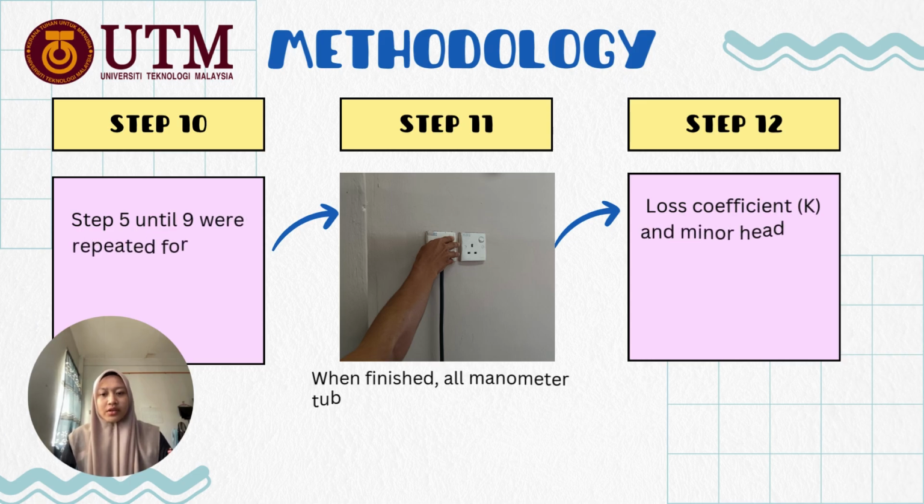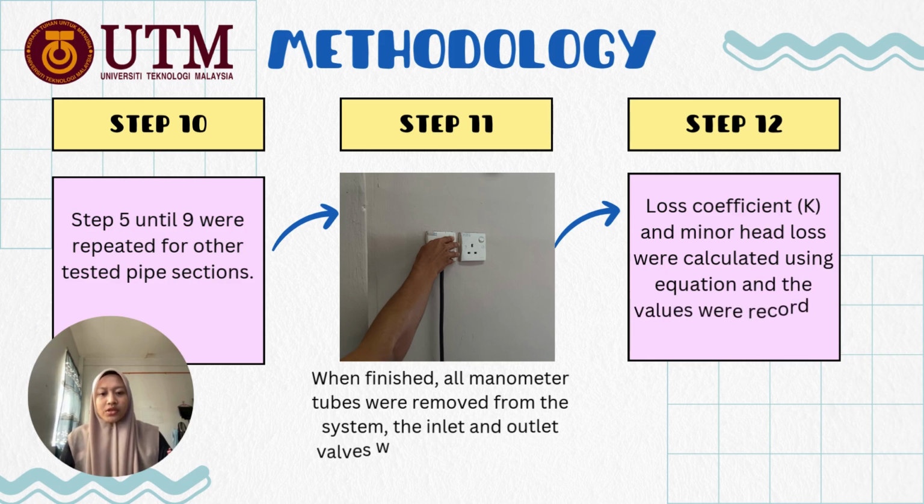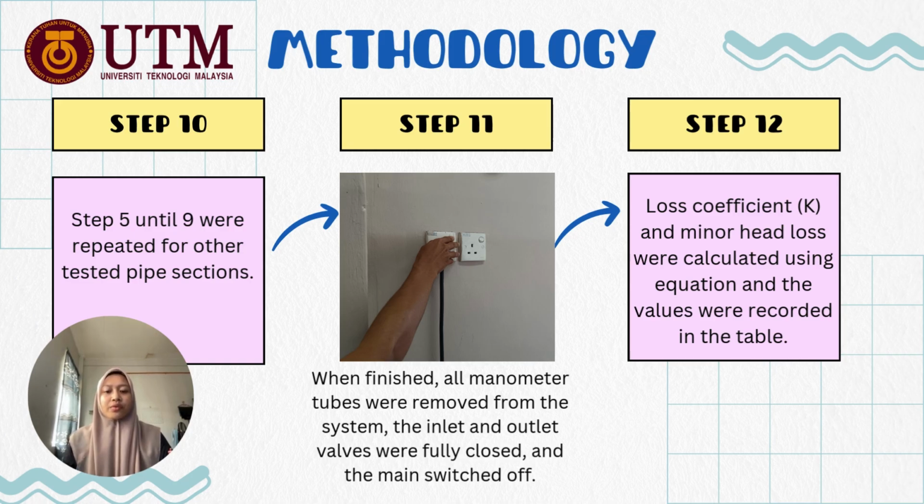Then steps 5 until 9 were repeated for each other tested pipe section, and when the experiment was finished, all manometer tubes were removed from the system. The inlet and outlet valves were fully closed and the main switch turned off. Finally, the loss coefficient and minor head loss were calculated using the equation and the values were recorded in the table.